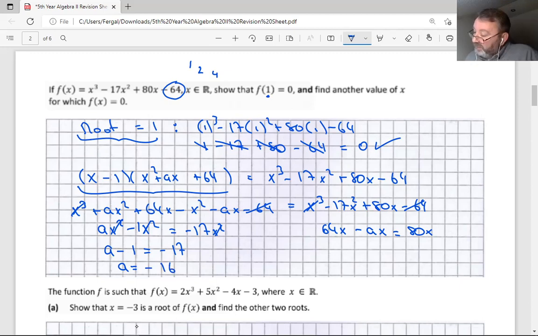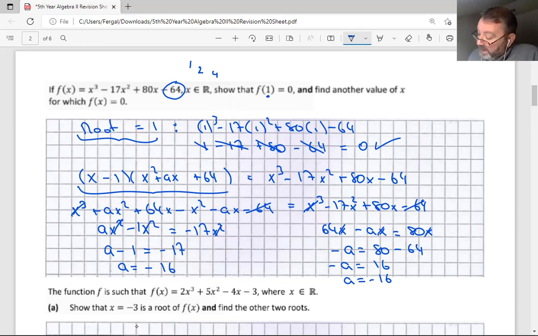Let's just see if it gives the same one here. So we end up getting 64x minus ax. So that's 64. Get rid of the x's because they're all the same. So you get minus a is equal to 80 minus 64. So minus a is equal to 16. So a must be minus 16. Gives the same answer.